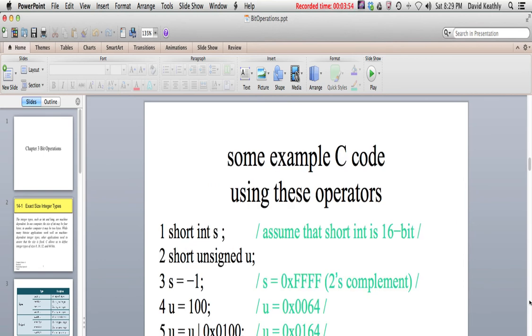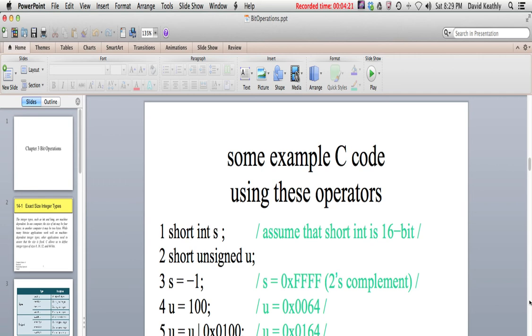So let's look at some code that uses a couple of these. The first 2 lines of code there just create a couple of variables. A short int, and we're going to assume for purposes of this that that's a 16-bit, so it'd be on a 32-bit machine. And a short unsigned int, one called s, one called u. First thing it does is it sets s equal to -1, which, if you see there in the comments, would be represented by an FFFF.